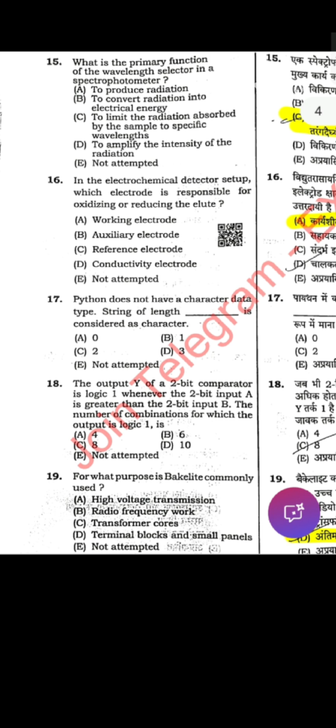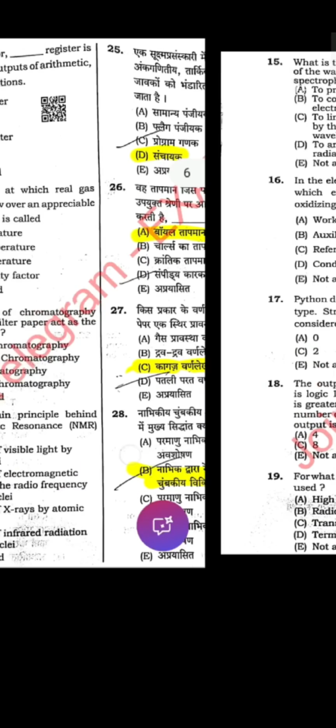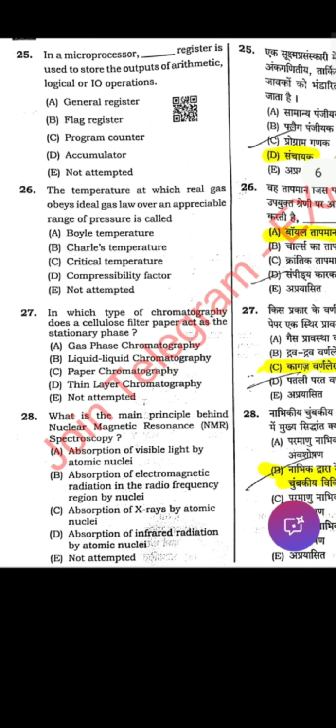Primary function of the wavelength sector, the answer is number 3, and limit the radiation is observed. In a microprocessor, the program counter register is used to store the output of arithmetic logic or input output operation. Not the program counter but the accumulator: in a microprocessor, the accumulator register is used to store output and arithmetic logical or input output operation.